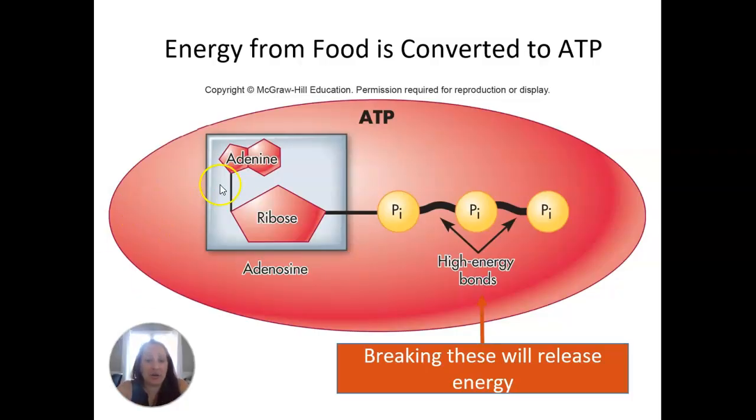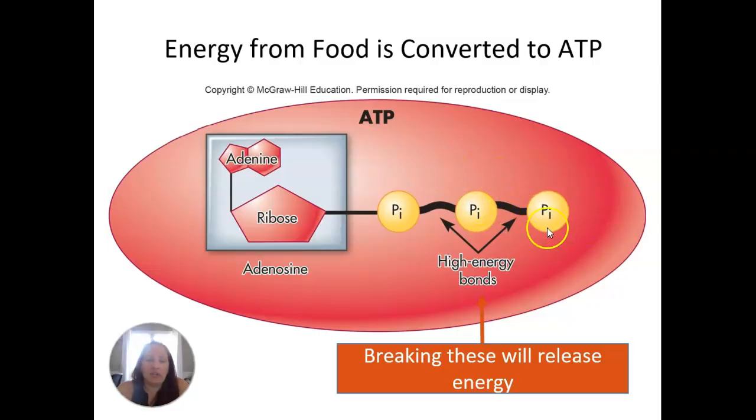ATP is adenosine triphosphate. It's made up of adenosine, which is composed of adenine attached to this sugar here called ribose. Adenine is a nitrogenous base. Ribose is a 5-carbon sugar. And then we have 3 phosphate groups, 1, 2, 3. And so the Pi, that means inorganic phosphate. Okay, not a big deal. Just want to make sure I point out everything on here.